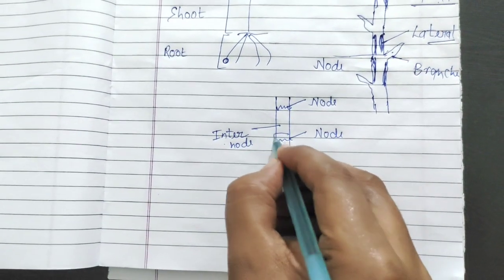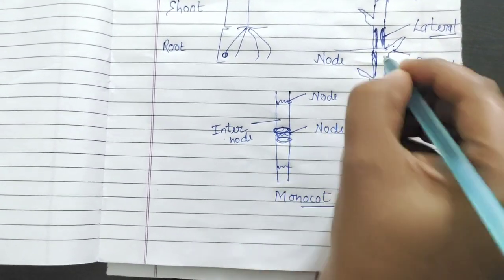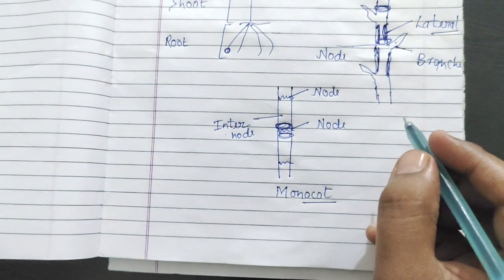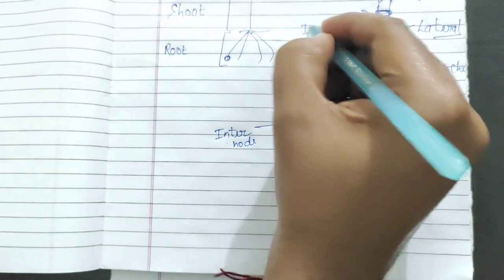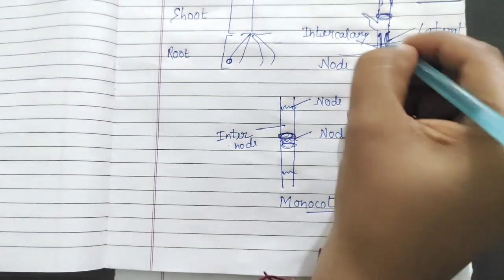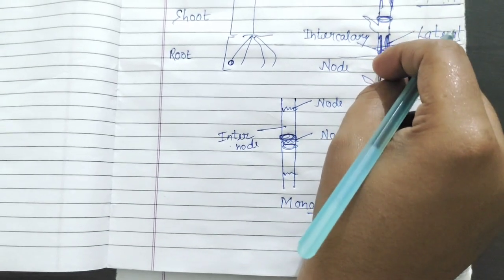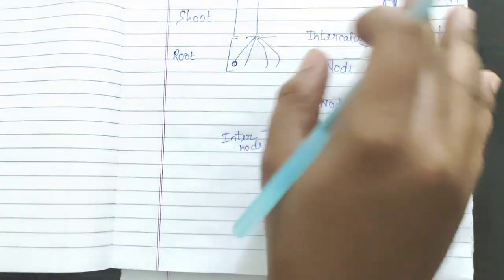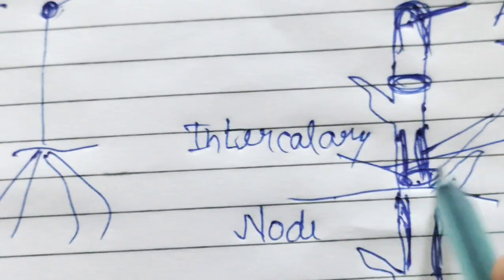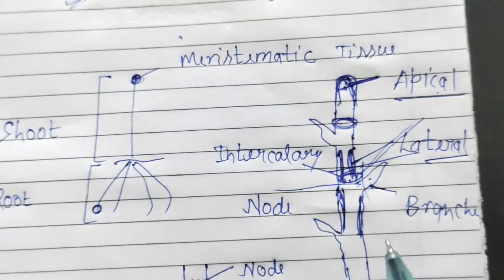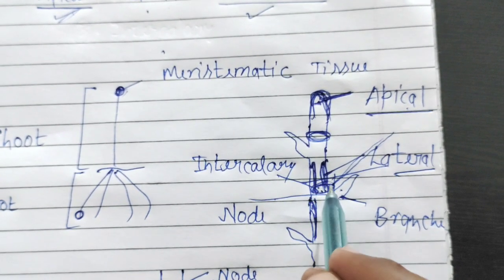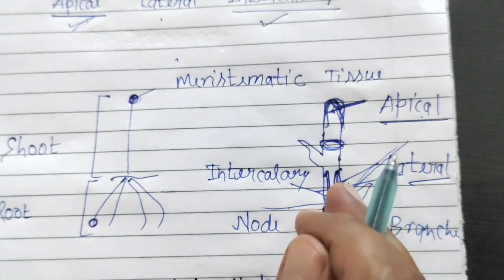The cells present nearby the node are called intercalary. What is the work of intercalary? Suppose any plant is cut from here. Firstly, what is the tendency of intercalary tissues? They first divide, and later on they stop their power of division. Whenever there is a requirement, suppose a branch is required from this place, they start dividing. Suppose you cut it from here, later on they will make another branch. After performing their functions they stop, and later on they again start their work. So these are intercalary.